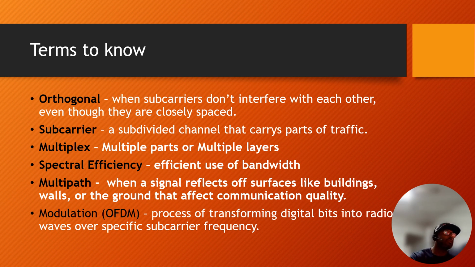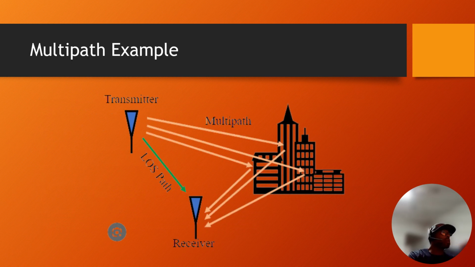Multipath is when a signal like a radio or Wi-Fi signal bounces off different things like walls or buildings and takes different paths to reach its destination. Modulation in regards to OFDM is the process of transforming digital bits into radio waves over specific subcarrier frequencies. Here is an example of multipath where the transmitter sends a signal to the receiver and it bounces off the building before it reaches the receiver, showing why it can be difficult to troubleshoot radio wave communication.